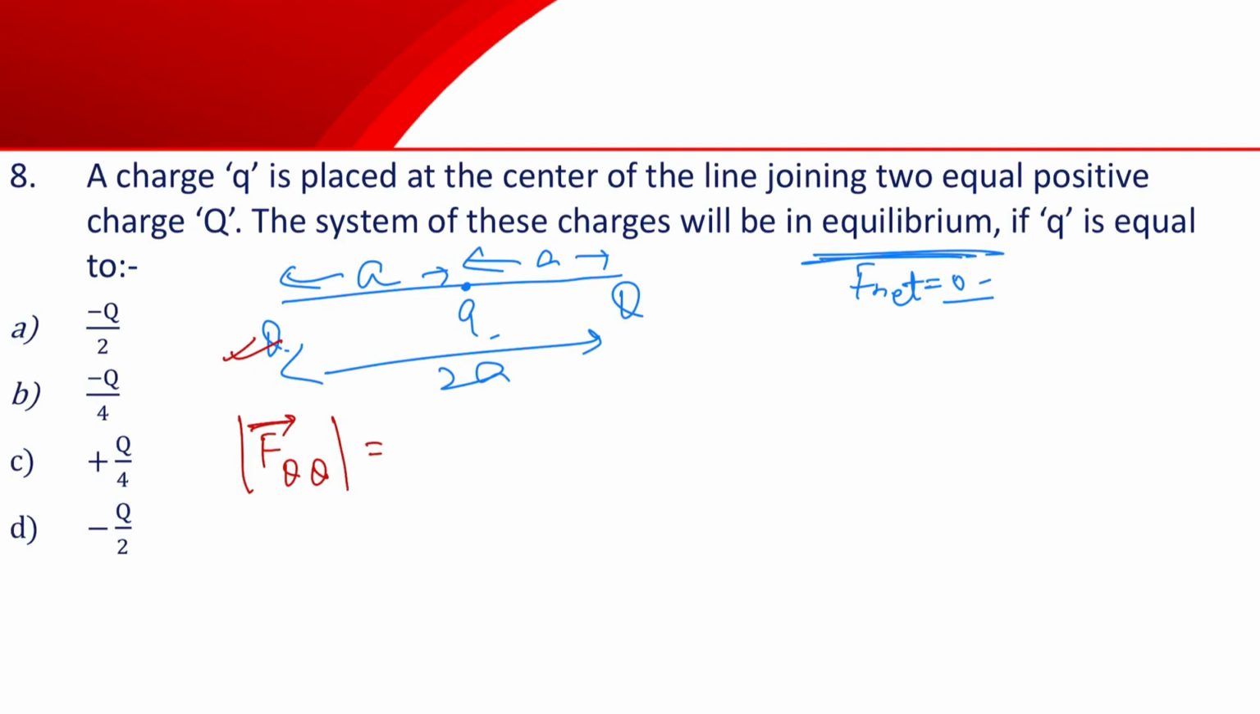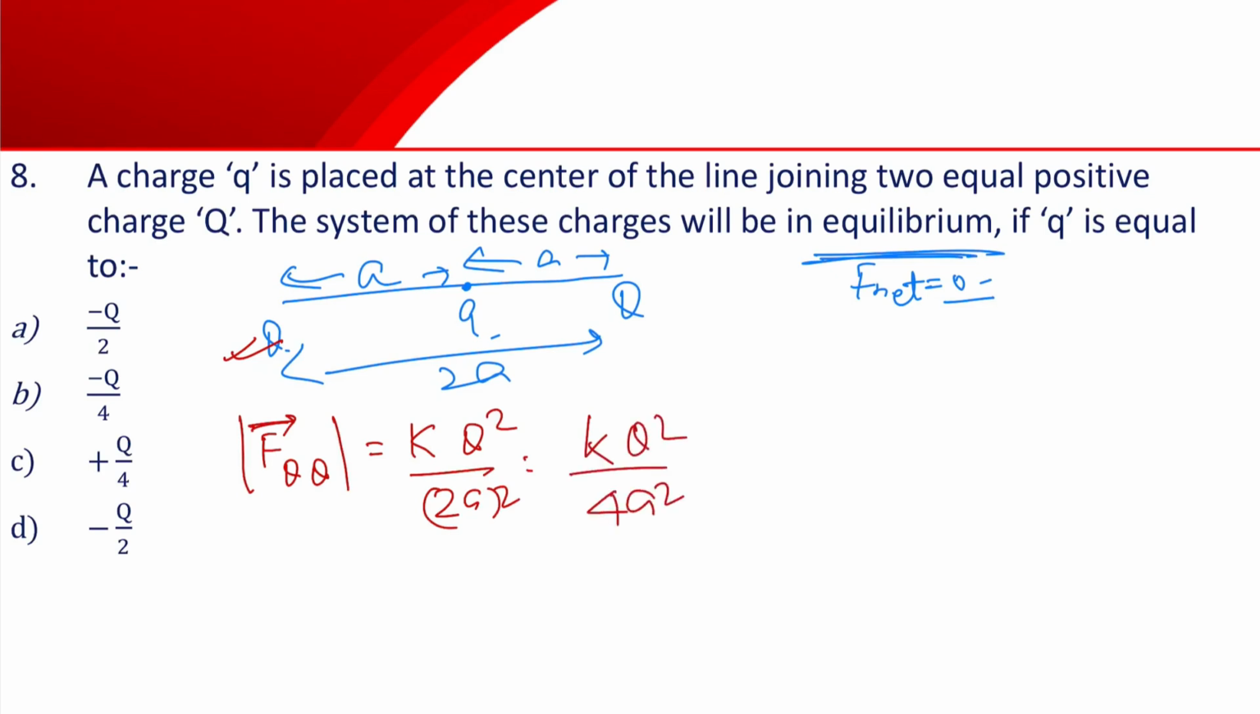The charge q is placed at the center, line joining two equal positive charges, the system of charges. No medium has been mentioned, then we can write it as k also. K, it will be Qq upon 2a whole square, that will give Qq upon 4a square. Okay, let this be equation 1, and again we find force on Q due to q magnitude, then it will be K Qq by a square. Okay, let this be second.